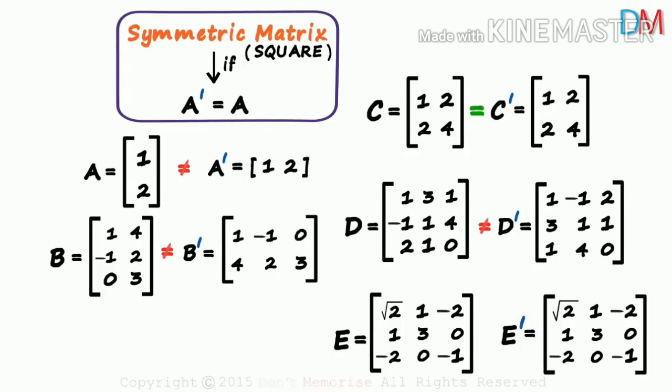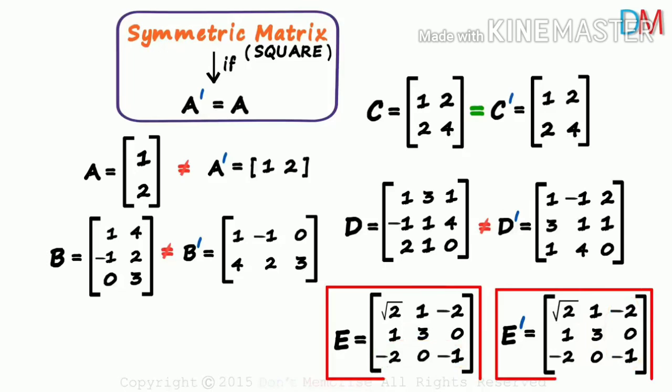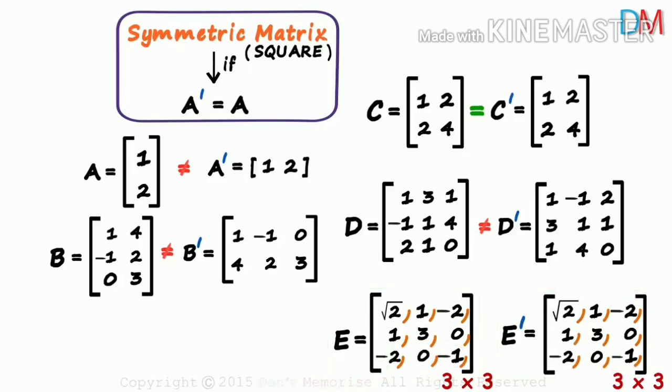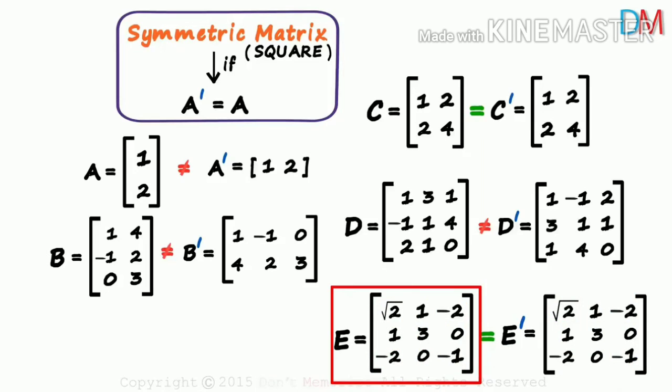This is what we get by interchanging the rows and columns of E. First row, first column, second row, second column, and third row, third column. Both matrices have the same orders and the corresponding elements are also equal. Matrix E is equal to E transpose. Matrix E is symmetric.